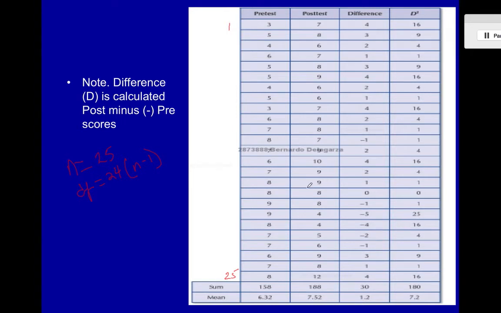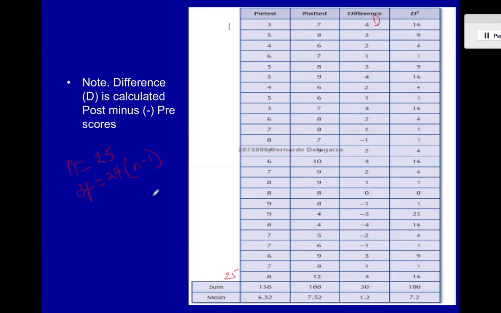7 is 2, 9 and 8 is 1, 8 and 8 is 0, 8 and 9 is -1, 4 and 9 is -5, 4 and 8 is -4, 5 and 7 is -2, 6 and 7 is -1, 9 and 6 is 3, 8 and 7 is 1, 12 and 8 is 4. So here we have all our different scores for every single paired observation. This is my D column that we have in terms of my statistic. That's my D column in this particular case.